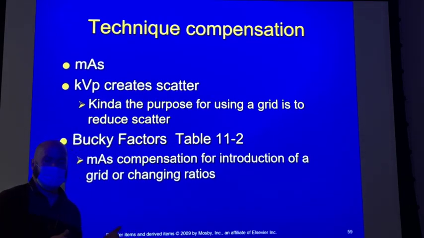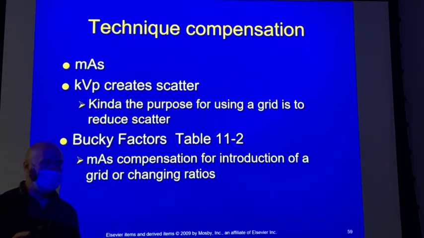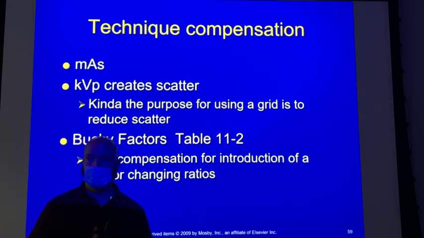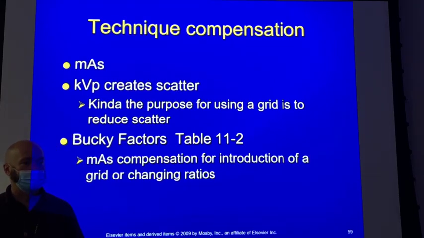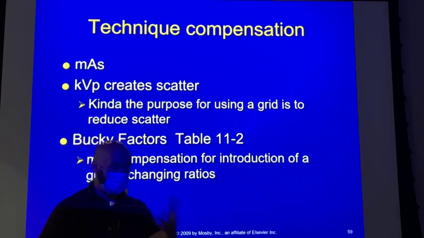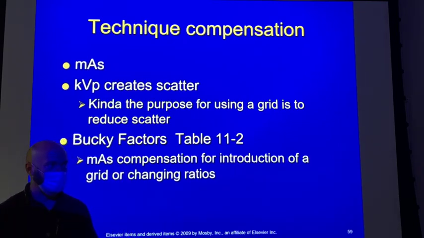Now, if grids improve contrast by removing scatter radiation, why don't we use a grid on every exam that we do? Why don't we use them on fingers and hands? It has to be so thick, and your KVP has to be high enough. But really, why is that? It's going to start taking photons that you want to reach the receptor.